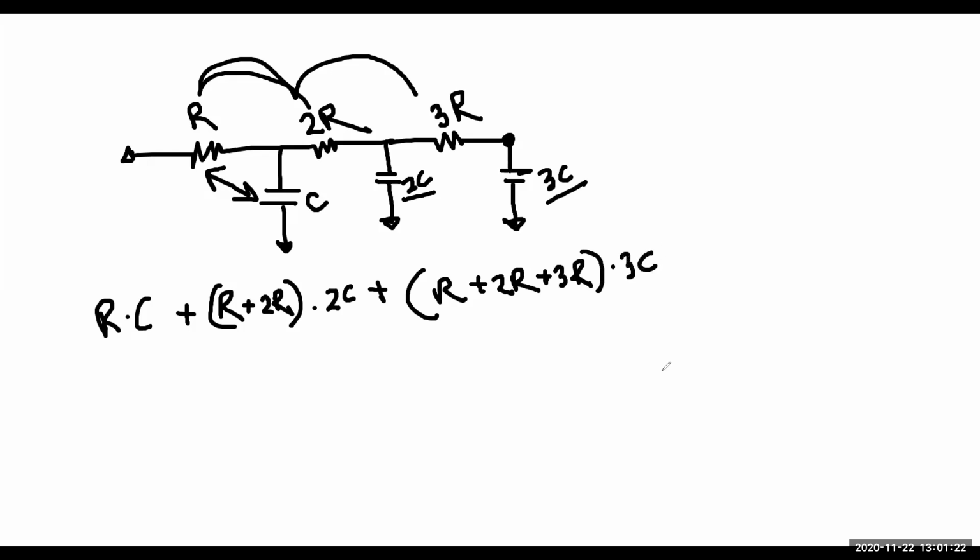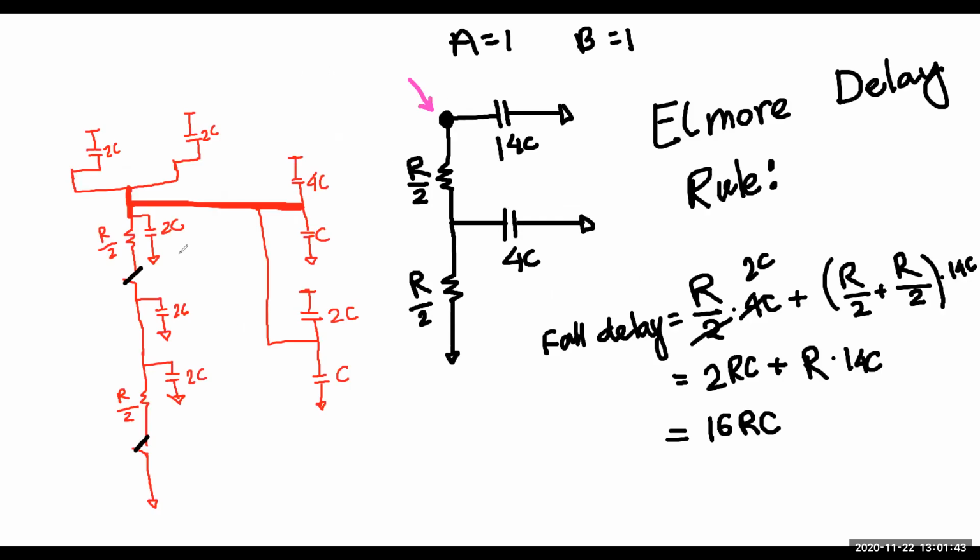You got the law? So R into C, R plus 2R into 2C, R plus 2R plus 3R into 3C. Got it? Yes, sir. So this is the Elmore delay rule. Okay. So this was actually the lecture for today. I'm going to stop the recording.